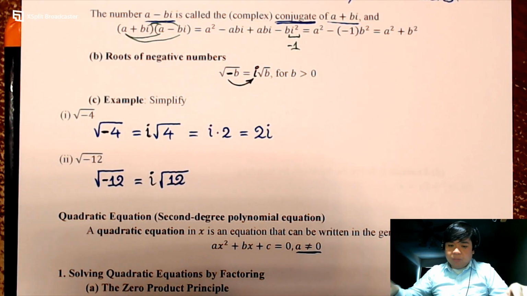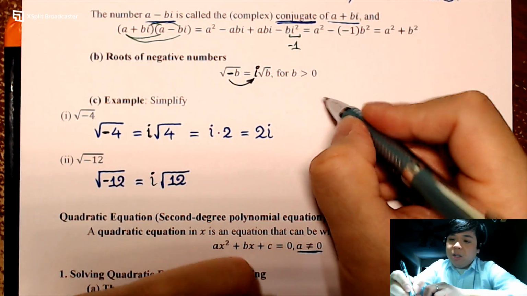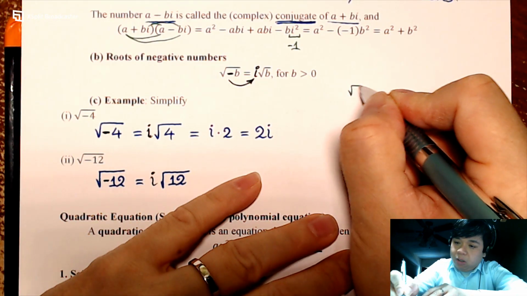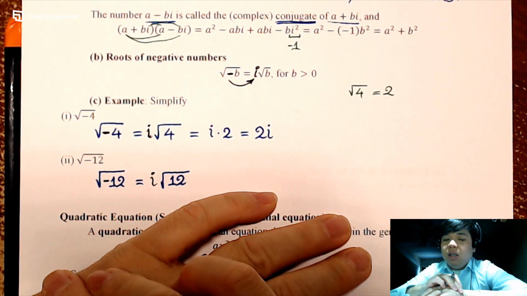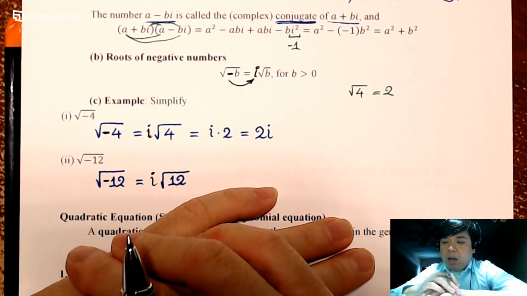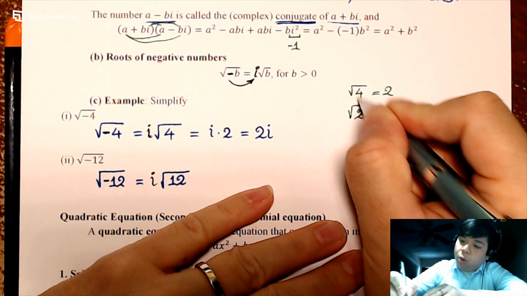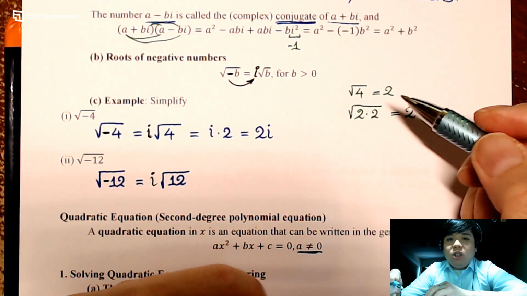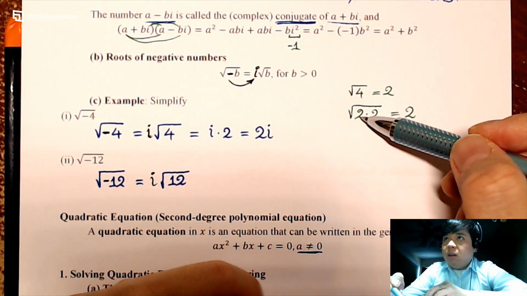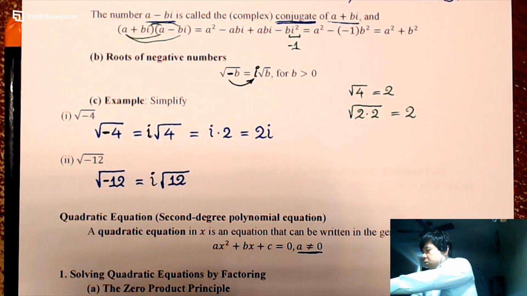Now, so we have 12. What can we do? I just want to go back to the previous problem where we have the square root of 4 is equal to 2. So let's write that down. The square root of 4 is equal to 2 because 2 squared is 4. Another way to write this is the square root of 2 times 2, and that is equal to 2. So in general, if we have two of the same number inside the square root, that number will come out.